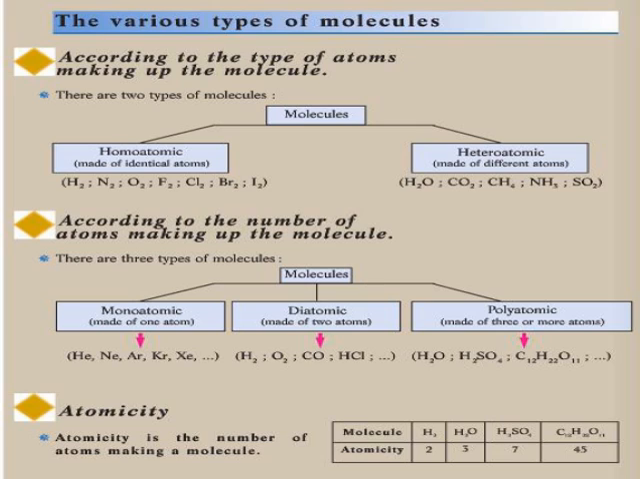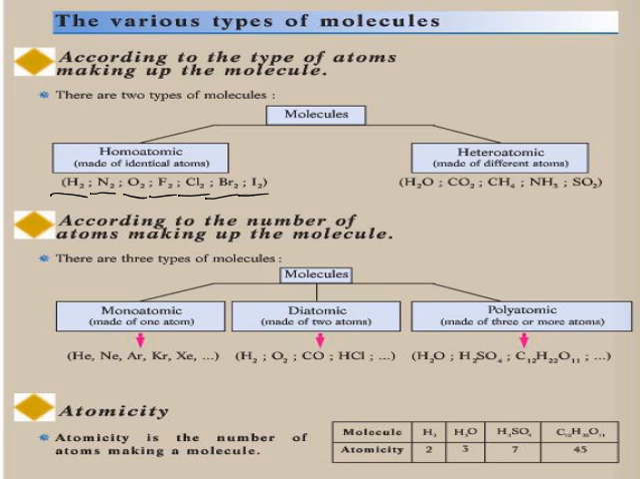According to the type of atoms making up the molecule, there are two types of molecules: homoatomic and heteroatomic. Homoatomic is made up of identical atoms. Examples: H2, N2, O2, F2, Cl2, Br2, I2. They are made of identical atoms.